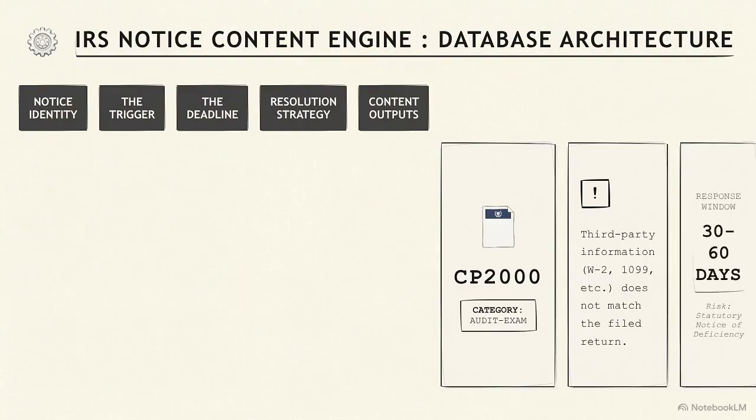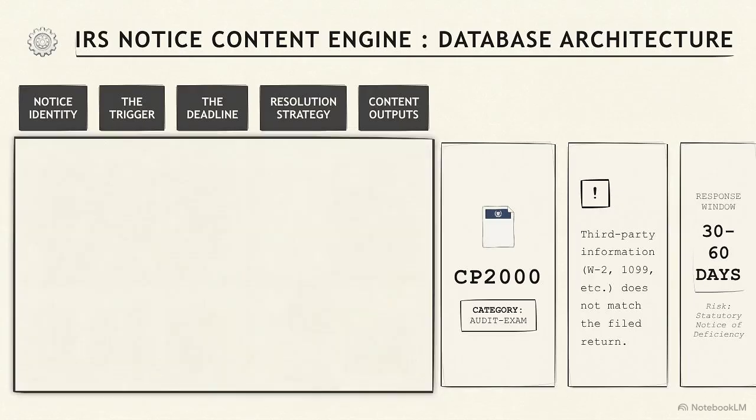For the trigger, state exactly why the IRS sent it, usually because a third-party form, like a W-2 or 1099, doesn't match the filed return. The resolution column is where you outline your exact workflow. For the CP2000, Step 1 is pulling all W-2s and 1099s. Step 2 is comparing them to the return. Step 3 is identifying specific points of disagreement.